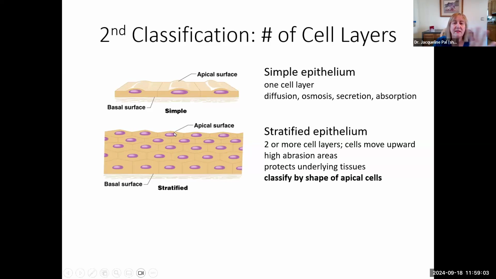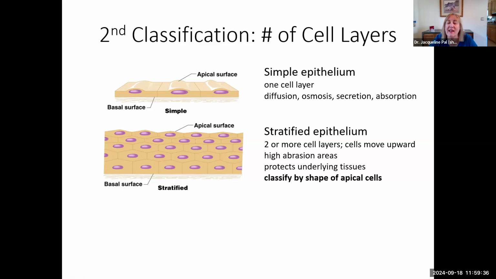Now, looking at this example of a stratified epithelium, when you look at this basal layer, they look very cuboidal. But this apical layer, they're flatter. So they're not completely flat like up here, but they're much flatter. They're not cuboidal. So this would be an example of a stratified squamous epithelium, not a stratified cuboidal epithelium.